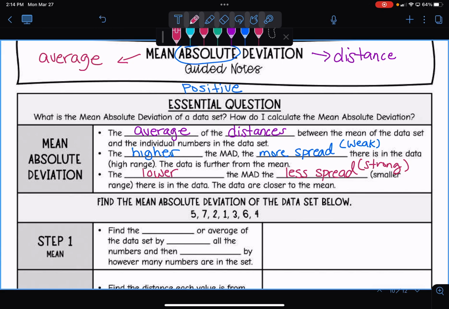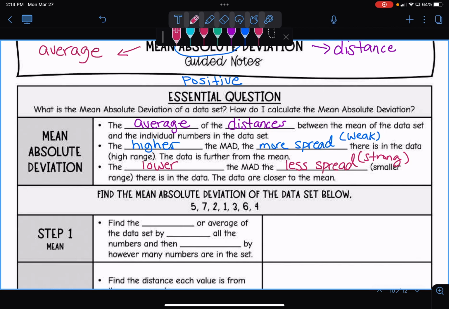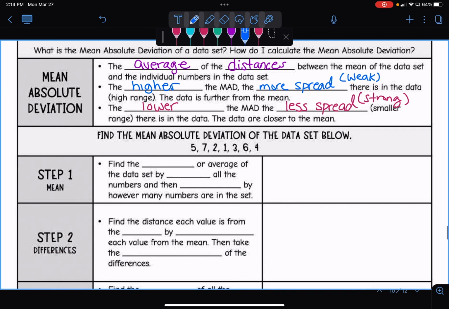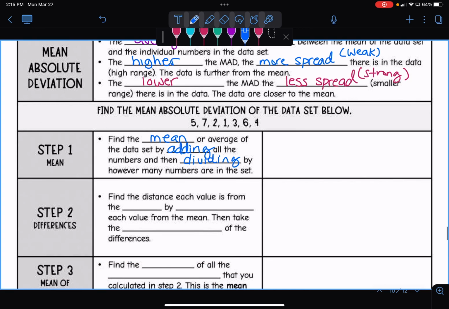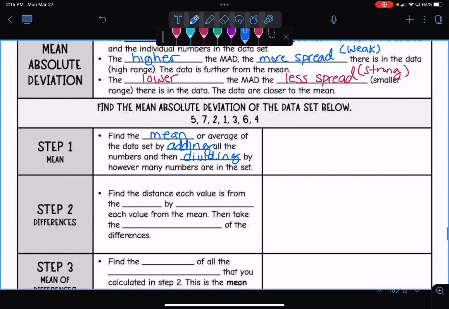So is everybody okay with what mean absolute deviation is? All right, so now let's figure out how to solve for it. So step 1 is to find the mean or the average. And how did Carter tell us to do that? Yes. Adding them up and then dividing. So add them up and then divide.